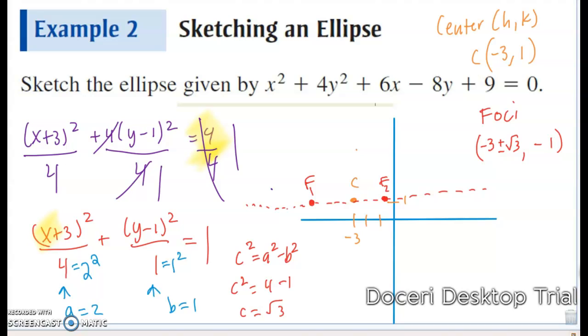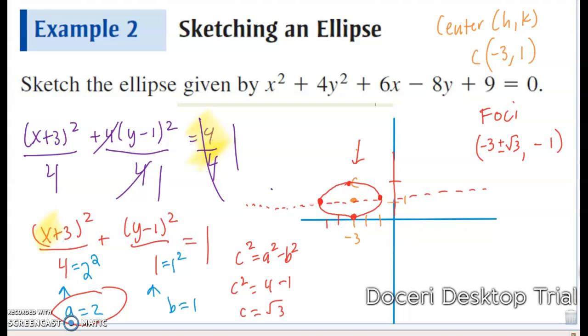I'm going to have to move a units from C. So C is here. I'm going to move a units, or 2 units, to the right and 2 units to the left. I obviously drew this not to scale. So let me move the a first, 2 units. This is where the a is, and then 2 units this way. That's where the vertices are, and then 1 unit up, and then 1 unit down. So it's going to look something like this.